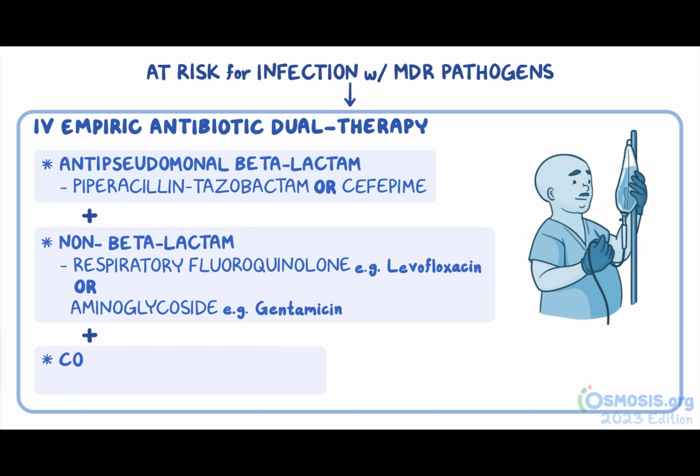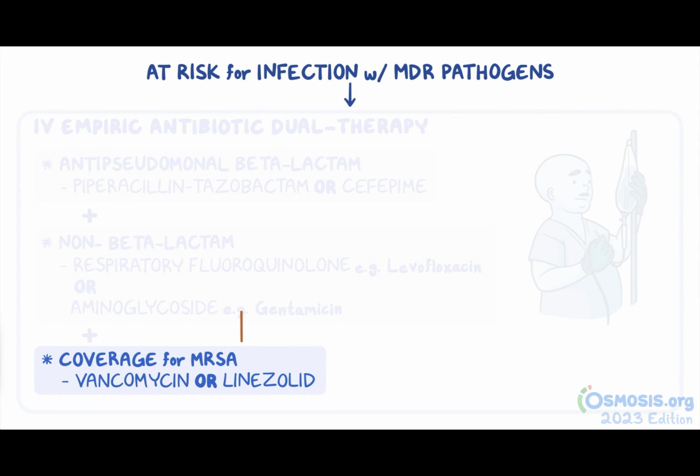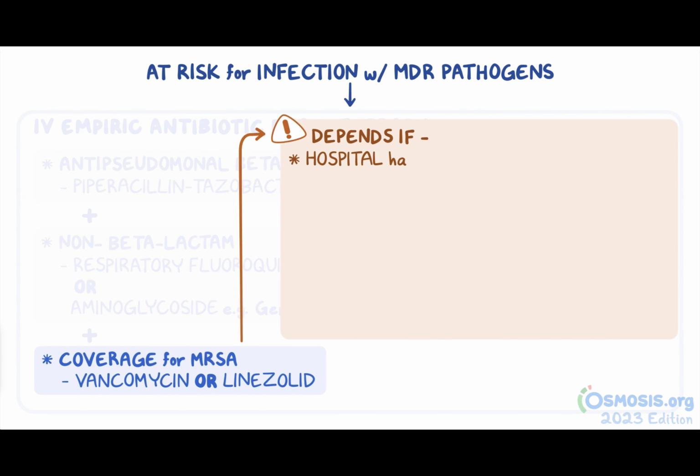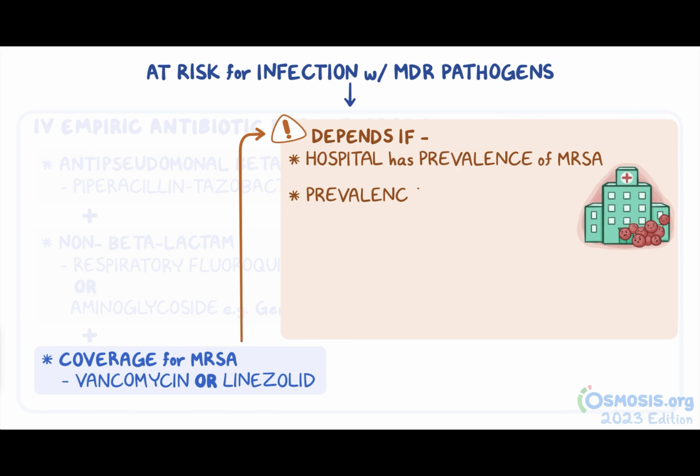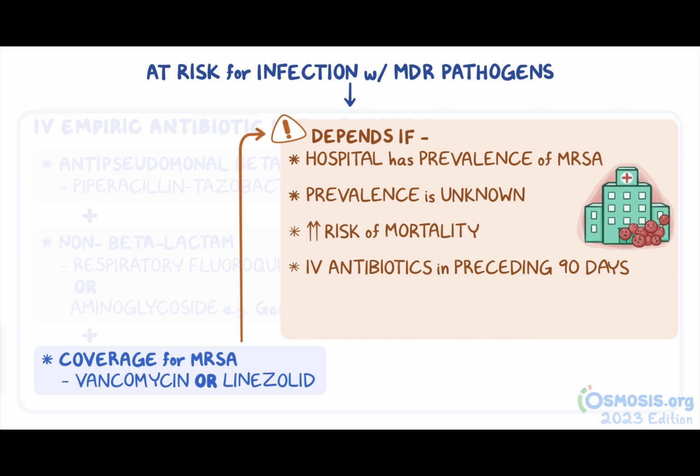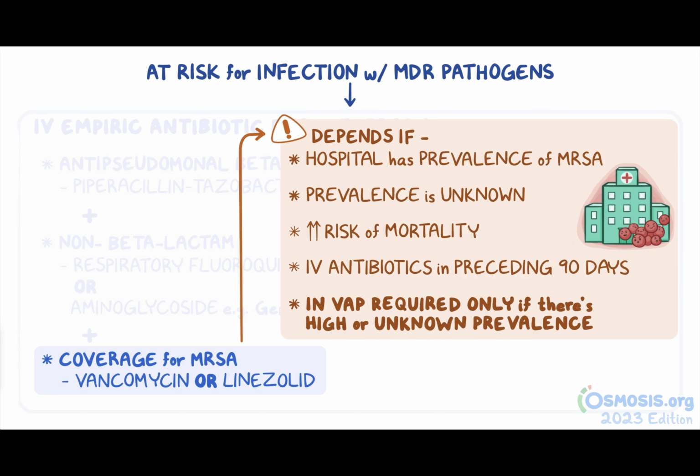In HAP, additional coverage for MRSA with vancomycin or linezolid depends on if the hospital has a prevalence of MRSA, or if the prevalence is unknown, or if patients have a high risk of mortality or had IV antibiotics in the preceding 90 days. In the case of VAP, MRSA coverage is required only if there's high or unknown prevalence.